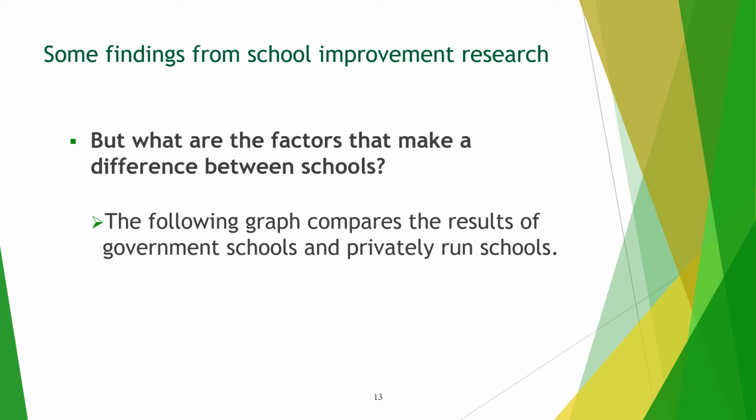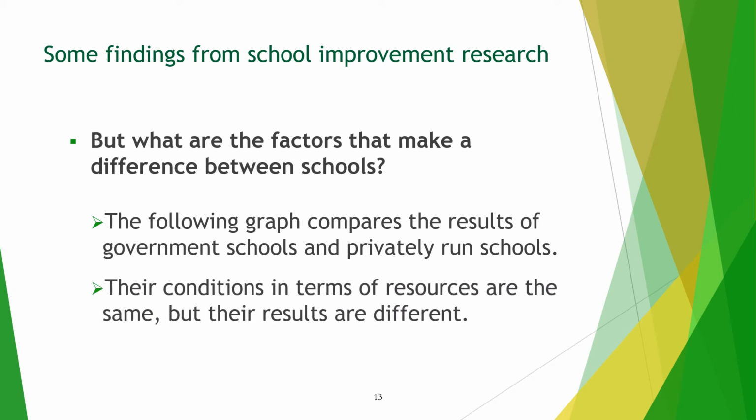And of course, we have to be careful here that what we are saying here about government-run and privately run schools is specific to Madhya Pradesh. I'll come back to that. But it is a graph that we can learn something from. Keep in mind that the conditions in terms of resources of these different schools were quite similar. So it is not as if in this case the private schools were so much better off, had more resources, better paid teachers and so on. No, to a large extent, conditions in terms of resources were quite similar. Nevertheless, the results are very different.